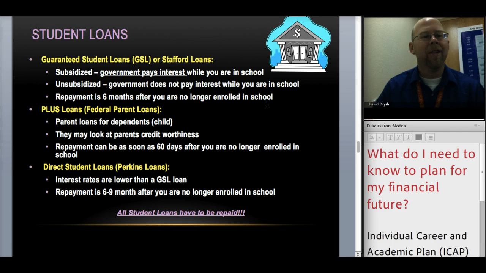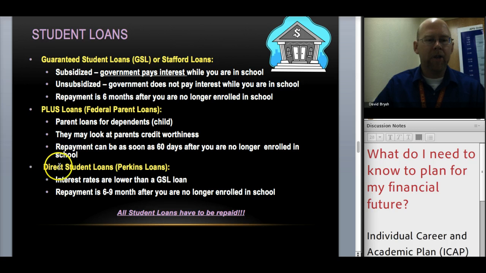There are PLUS loans, which your parents can get for you, and it's based off of parents' credit. And then repayment, they don't give the 6-month grace period for the repayment. It could be as soon as 60 days. So just so parents know that, if parents are watching out there.